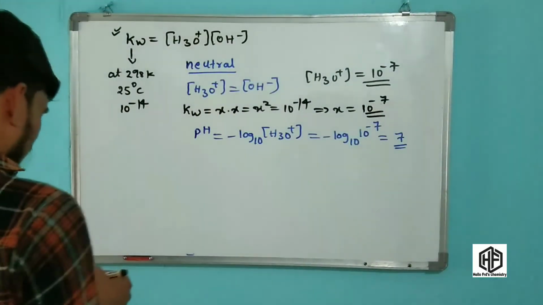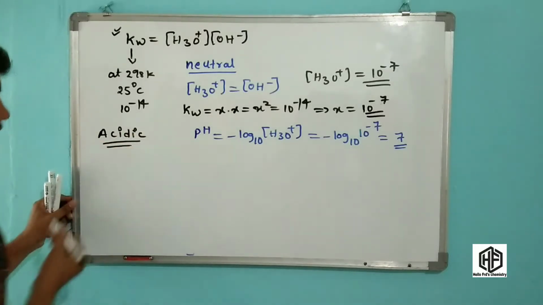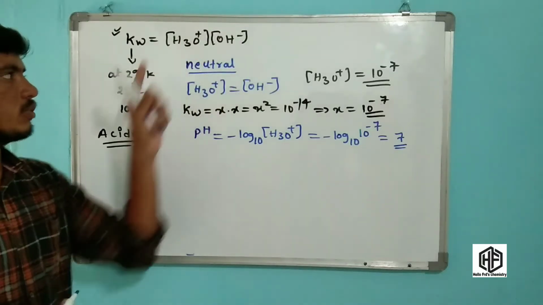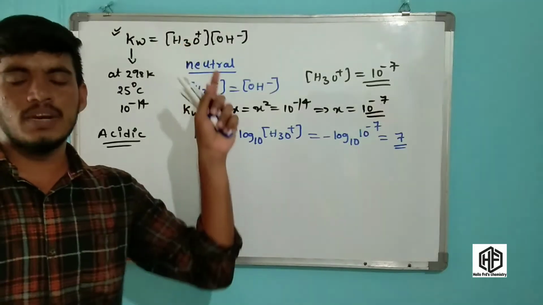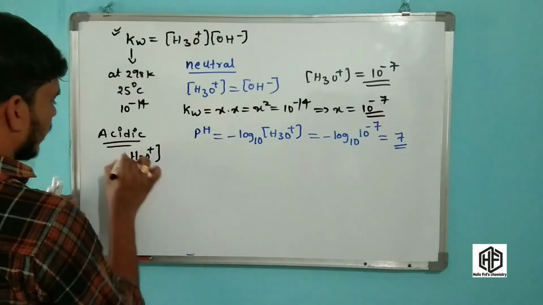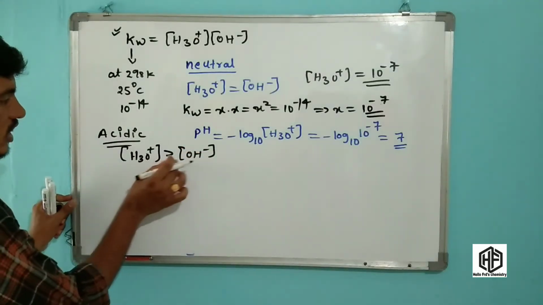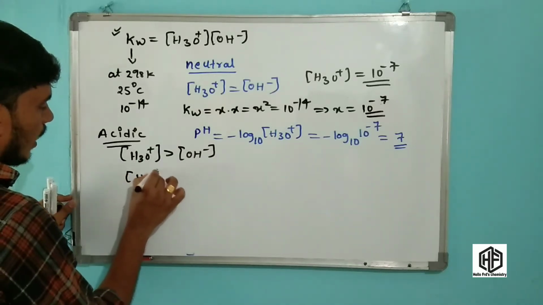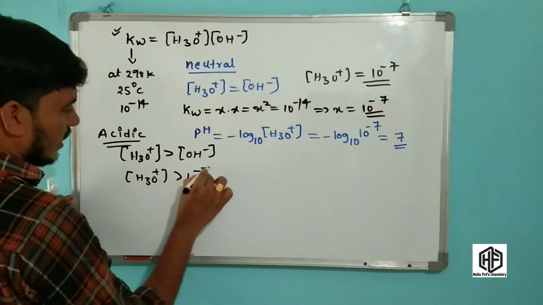Now we have to find out about the acidic solution. In an acidic solution, Kw is equal to the concentration of hydronium ion times OH minus ion at 298 Kelvin. In an acidic solution, the H plus ion concentration increases. It means H3O plus is greater than OH minus ions, so the H3O plus concentration is greater than 10 to the power of minus 7.